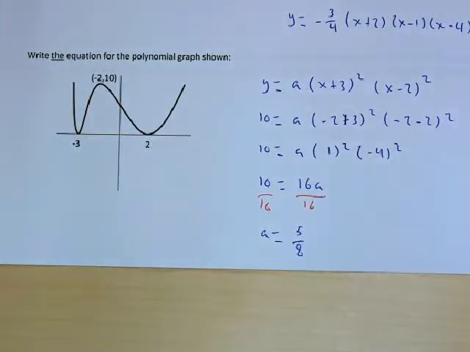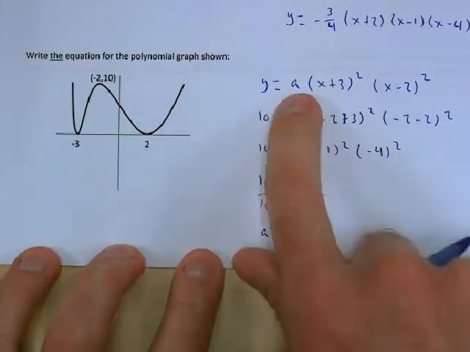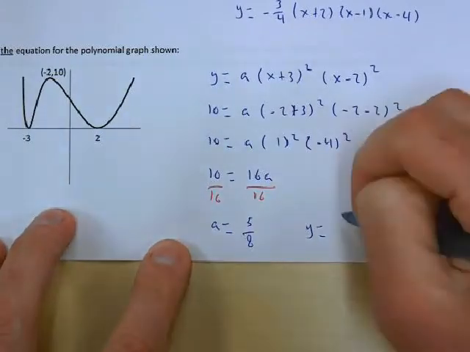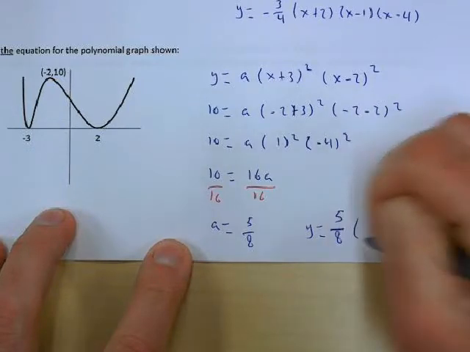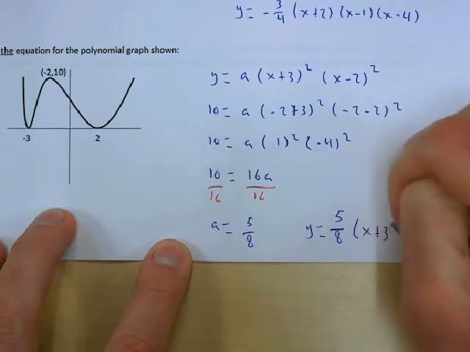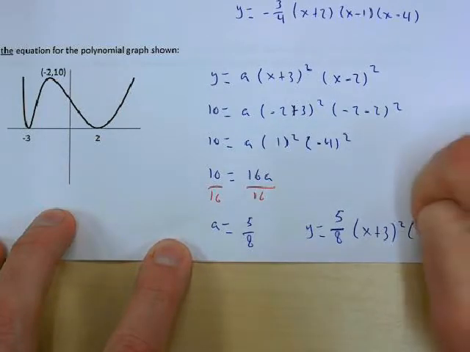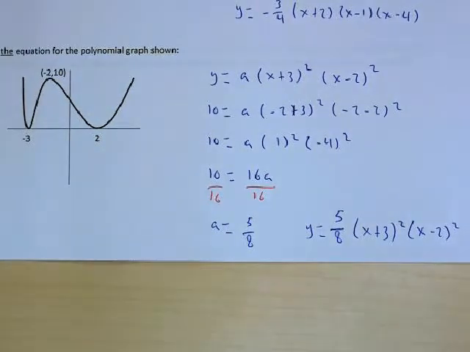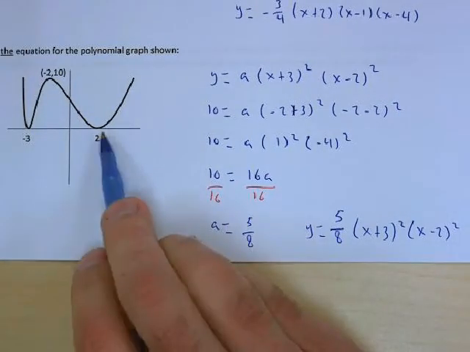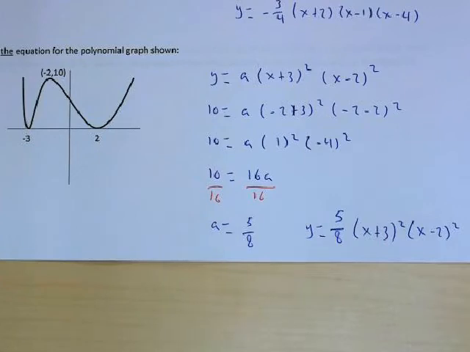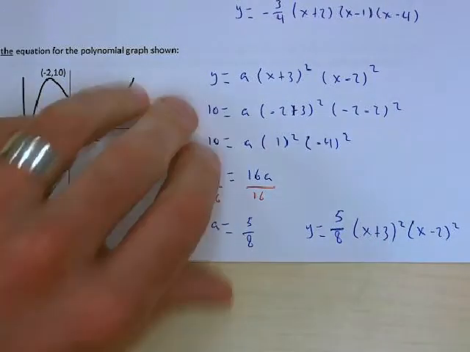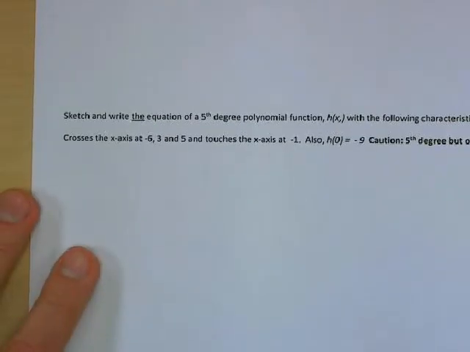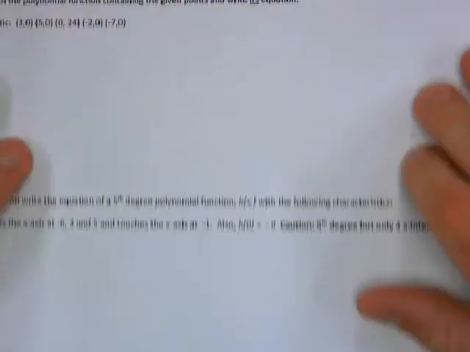All right, and then next we want to stick that in here, and we'll have our equation, which is y equals 5/8 times x plus 3 squared times x minus 2 squared. A lot like the 3.3a problems, just be careful if it bounces. We need to make sure that our factor is squared. All right, almost done. A couple more problems here. Now these are going to start to look a little bit different, but we'll get through these one at a time.